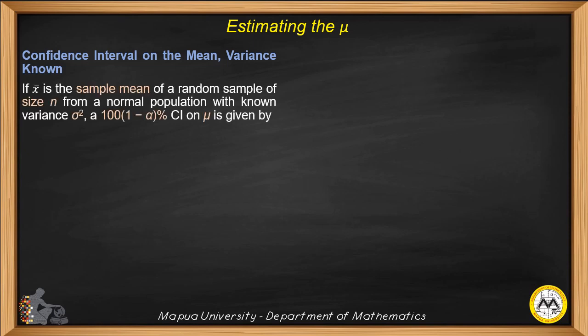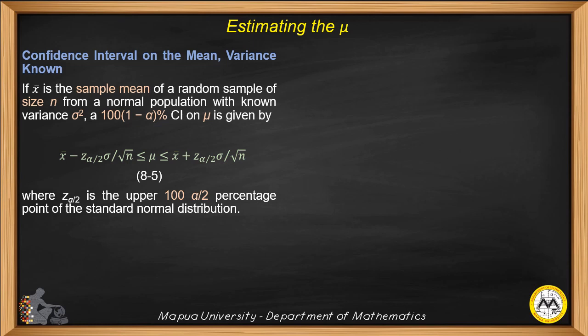If x bar is the sample mean of a random sample of size n from a normal population with known variance sigma squared, a 100 times 1 minus alpha percent confidence interval on the mean is given by x bar minus z of alpha over 2 times sigma over square root of n for the lower limit. For the upper limit, it would be x bar plus z of alpha over 2 times sigma over square root of n, where z of alpha over 2 is the upper 100 times alpha over 2 percentage point of the standard normal distribution.